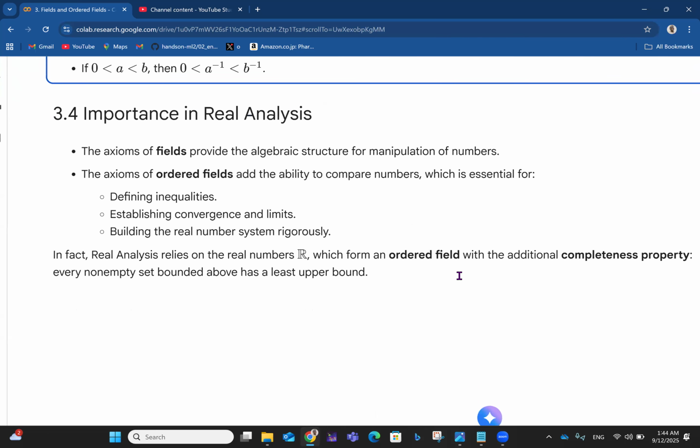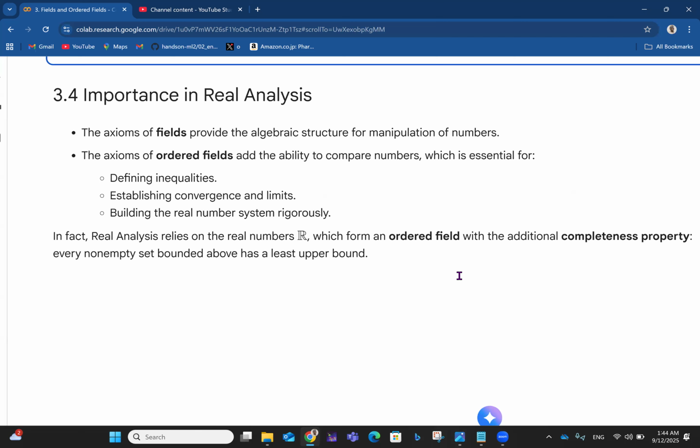Okay, so let's talk about the importance of fields and ordered fields in real analysis. The axioms of fields provide the algebraic structure for manipulation of numbers. Then the axioms of ordered fields add the ability to compare numbers, which is essential for defining inequalities, establishing convergence and limits, and building the real number system rigorously. In fact, real analysis relies on the real numbers, which form an ordered field with the additional completeness property that every non-empty set bounded above has a least upper bound.